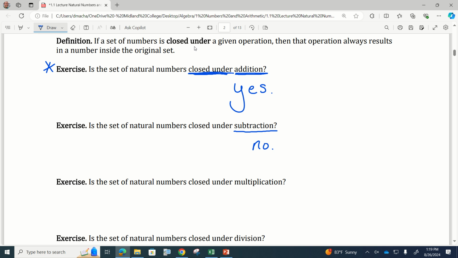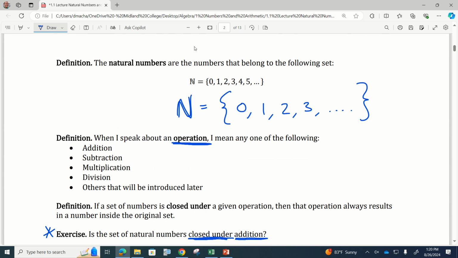Is the set of natural numbers closed under multiplication? Who says yes? Who says no? Okay, so the answer is yes. To remind you, the set of all the natural numbers are just positive integers and 0. And if you multiply any two of those, you're going to get another natural number that belongs to that set. Okay?